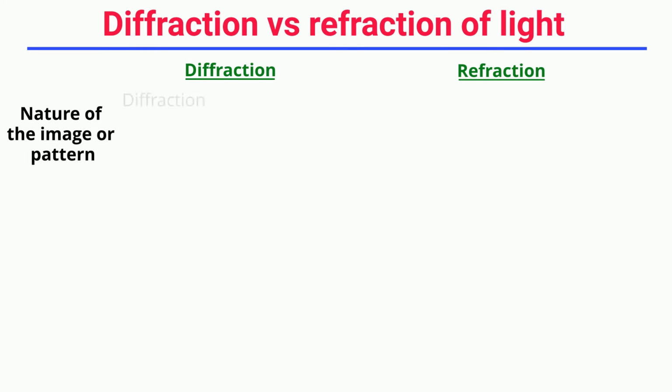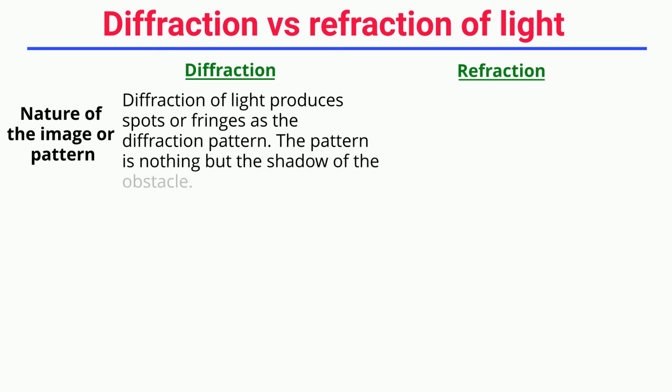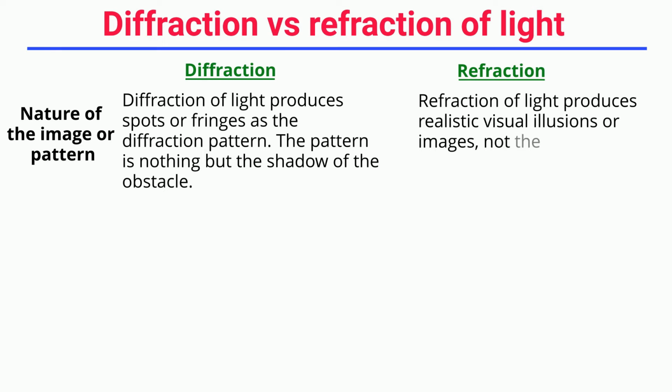Nature of the image or pattern. Diffraction of light produces spots or fringes as the diffraction pattern. The pattern is nothing but the shadow of the obstacle. Refraction of light produces realistic visual illusions or images, not the fringes or shadows.